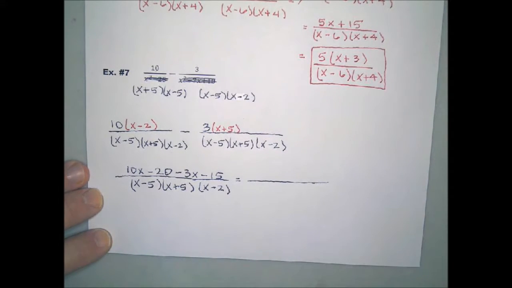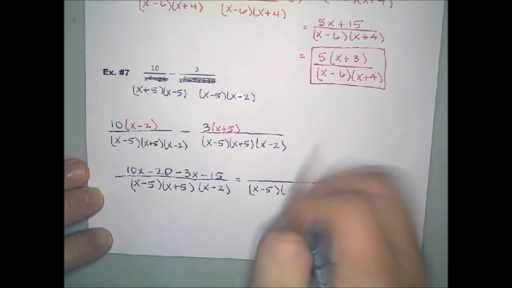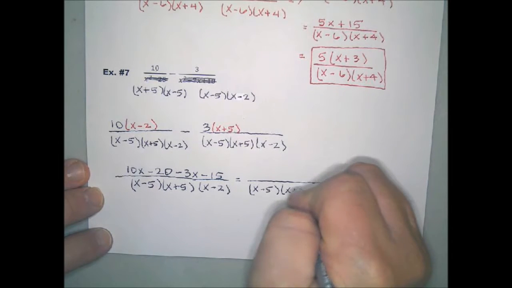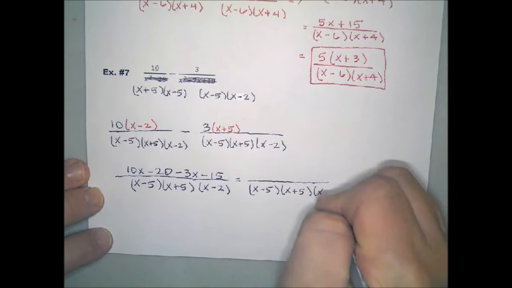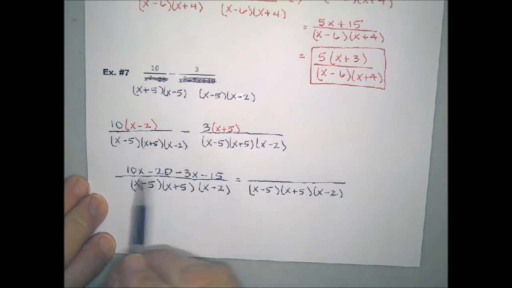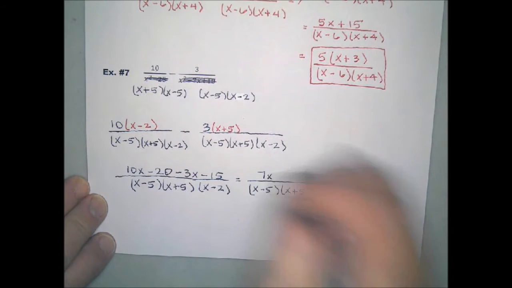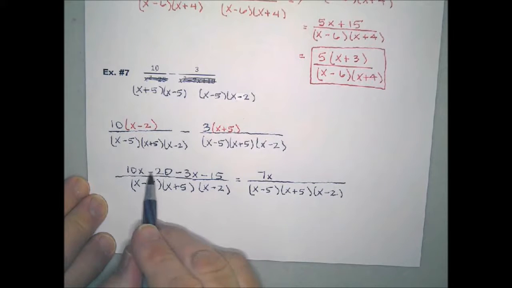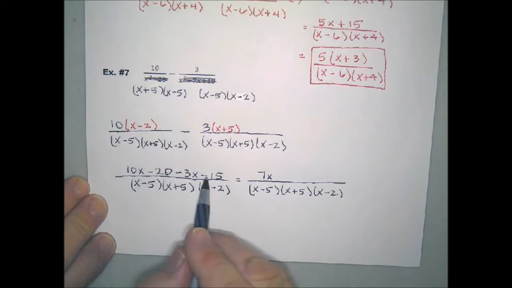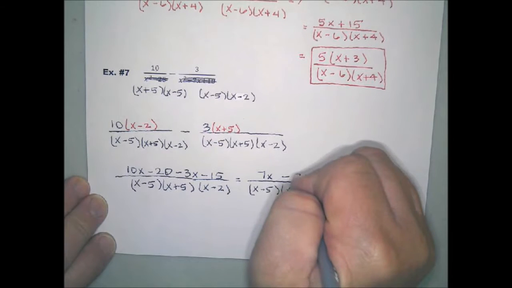Now the next step would be the cleanup step. Again, we don't do anything with the denominator. Just leave it in factored form. The last thing you want to do is make that a big old mess by trying to multiply it. Now, 10x minus 3x is 7x. And then this negative 20 minus 15 makes minus 35.